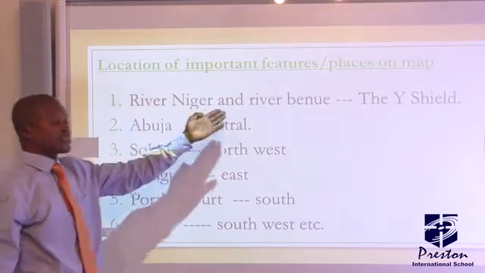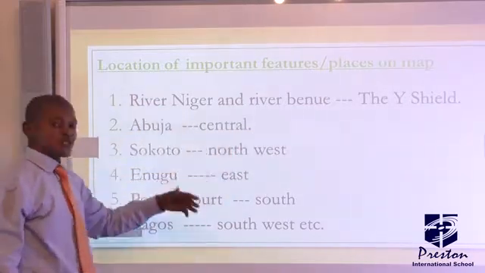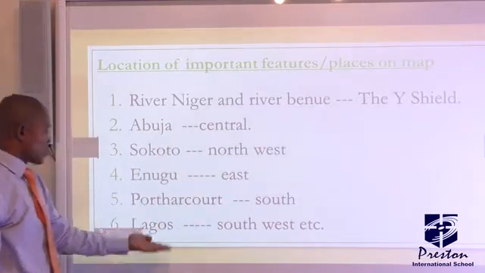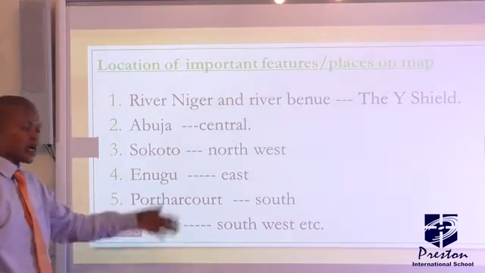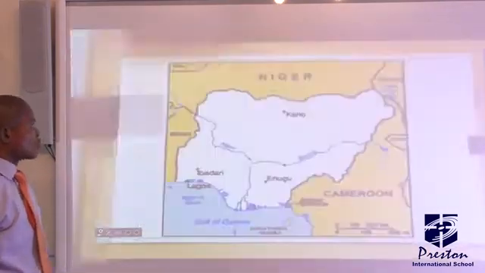Now, let's look at how to locate important places. You can see River Niger and River Benue on the map. You can see Abuja, which is at the central part, Sokoto in the northwestern part, and Enugu, and so on and so forth. Lagos in the southwest, Port Harcourt in the southern part. These are major areas you should know how to locate. Look at this map here.